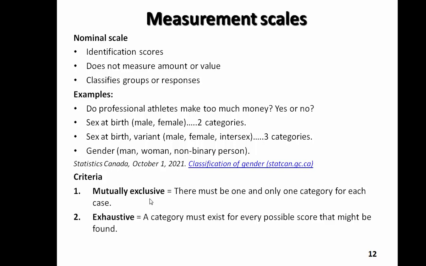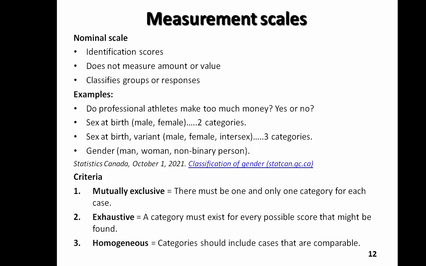It must be exhaustive, and what that means is that a category must exist for every possible score that might be found. So in designing a reliable and valid question for a survey or a questionnaire, if the data are intended to be nominal in nature, there must be categories for all possible responses.